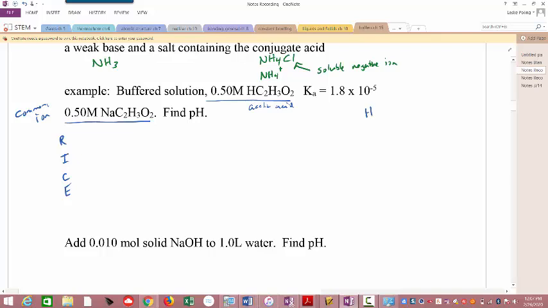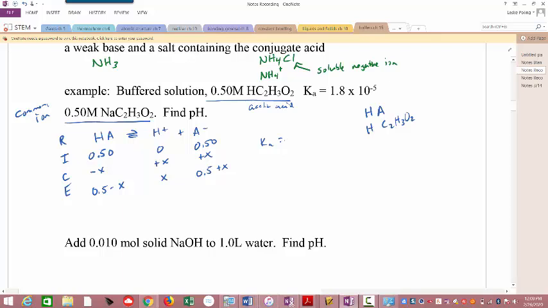Now, I'm going to use the generic HA for the HC2H3O2 just so that I get to write less. You know I'm always a big fan of that. All right, so there's our reaction. We've got 0.5 of the acid, 0.5 of the common ion, 0 of the H plus to begin with. Got our minus X, plus X, and plus X. So we have 0.5 minus X, X, and 0.5 plus X.